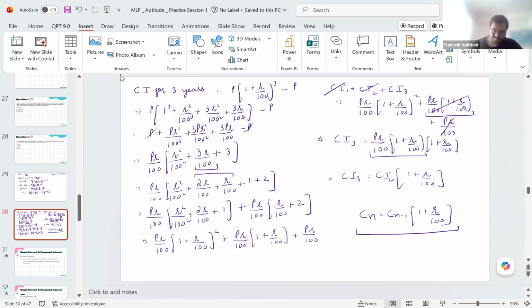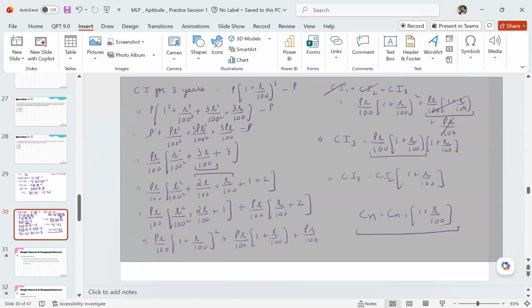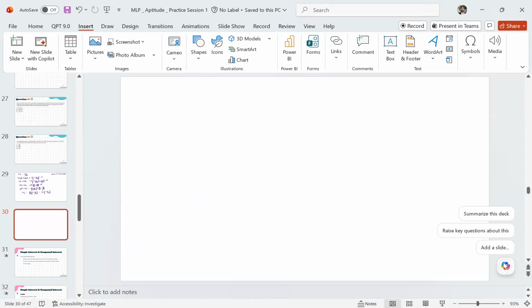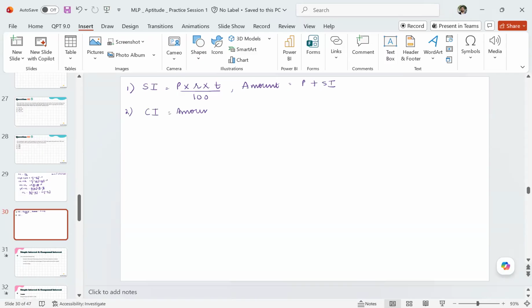Yes, sir. Okay, good. This is what we have covered so far. Number one, simple interest is equal to P into R into T upon 100. Amount in this case will be equal to principal plus simple interest. Number two, compound interest is equal to amount minus principal, and amount in this case is equal to P(1 plus R upon 100) to the power of T.